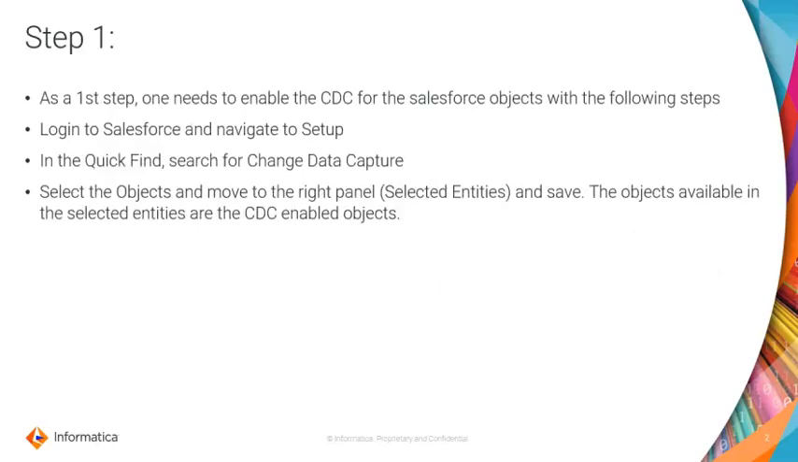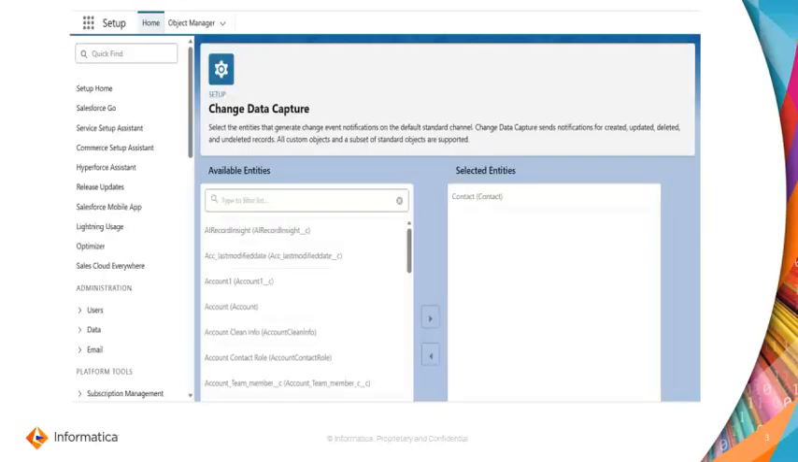As a first step, we need to enable CDC for the Salesforce objects. Log into Salesforce and navigate to the Setup page. In the Quick Find box, search for Change Data Capture. Select the objects and move them to the right panel for whichever objects you need to enable CDC, and then click on Save. This is a screenshot where you can enable selected entities for change data capture. For this example, we have selected the contact object.